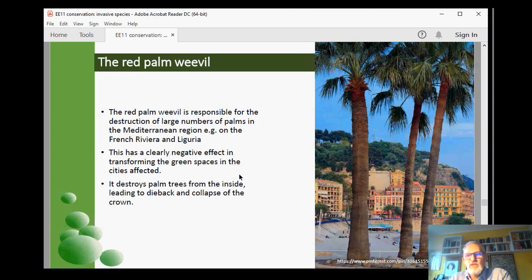An invasive species which is prevalent along the south coast of France and Liguria in Italy, that is the invasive palm weevil. And in fact, I realize now, just a few months ago, at Christmas time, I spent some time in Genova, and down near the old port in Genova, which has been completely reclaimed, let's say, and modernized and what have you, they have a set of palms.